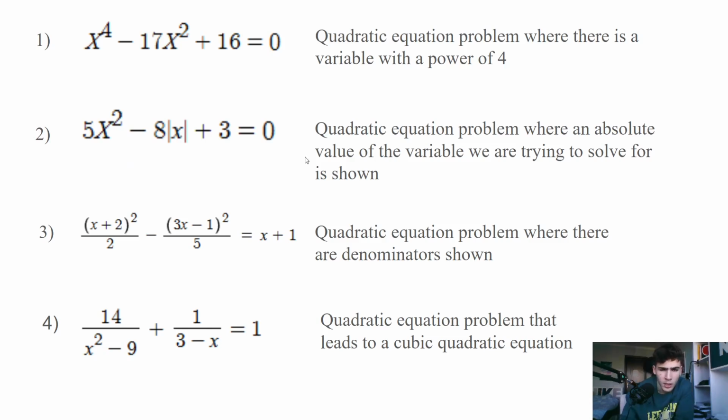The second type of quadratic equation problem we're going to be talking about is a quadratic equation problem where an absolute value of the variable we are trying to solve for is shown. The third type we're going to be talking about is a quadratic equation problem where there are denominators shown. And these types of divisions might throw off some people, but I'm just going to be explaining how to do these. And quadratic equation problems that lead to a cubic equation, and you're going to see what I'm talking about later in the video.